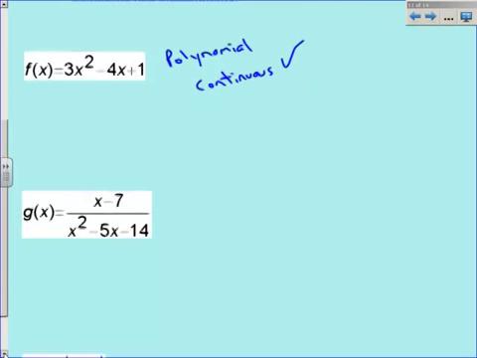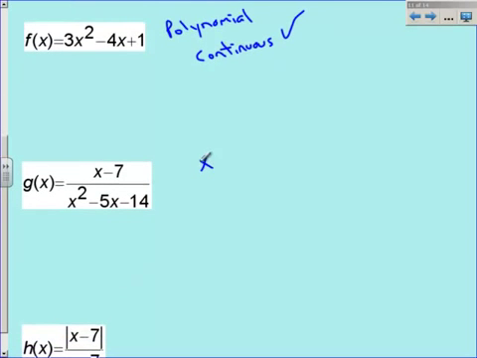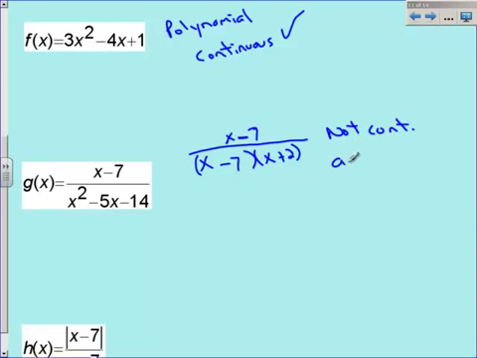What about this next example? Is this continuous everywhere? No. I have to take the bottom and factor it: x plus 2, x minus 7. So this is not continuous at x equals 7 and at x equals negative 2. But I can be more specific and tell you what kind of discontinuity it is. At x equals 7, I have a removable. At x equals negative 2, this is not removable. And what is that called again? That is called a vertical asymptote.